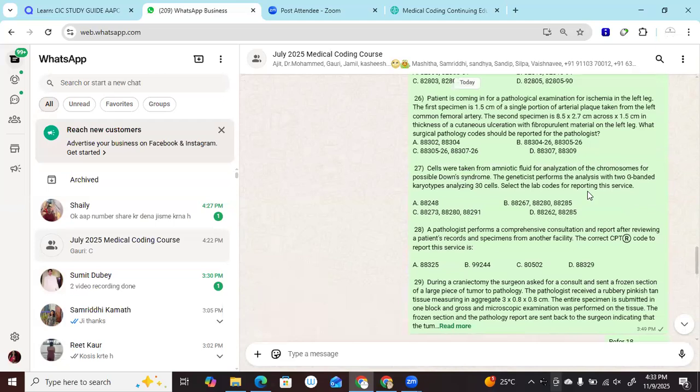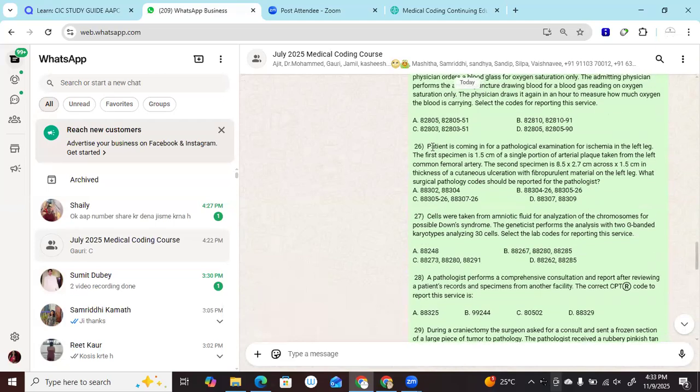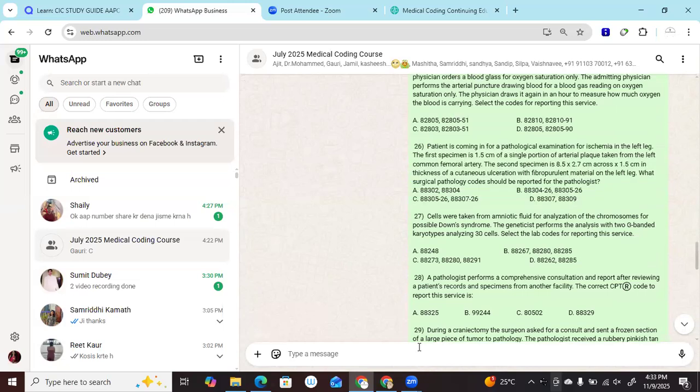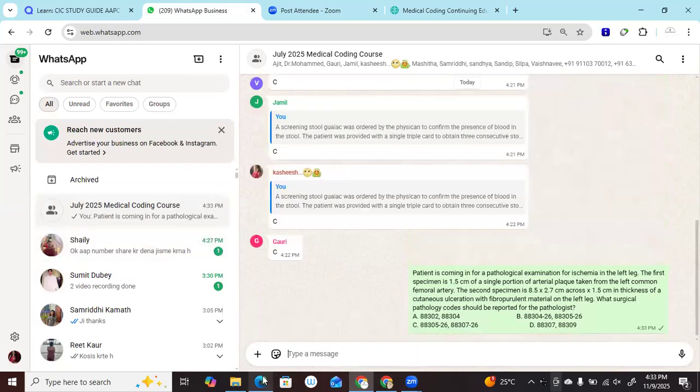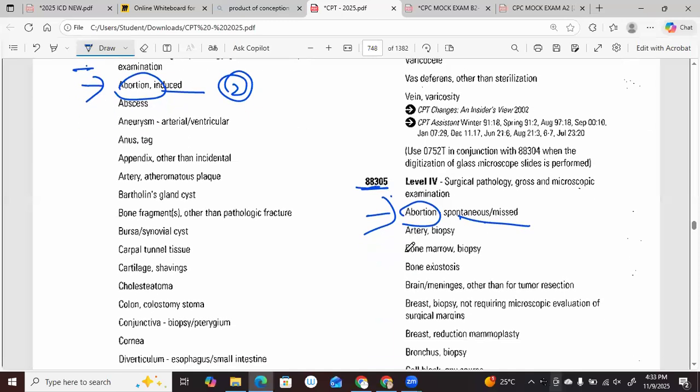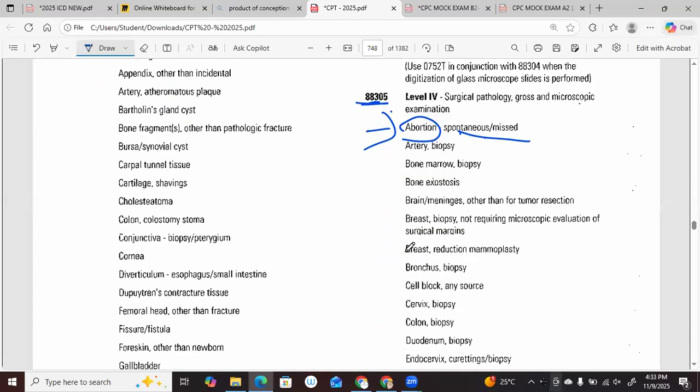Okay, we will do one example. Try to solve question number 26. Try to solve this out. Two things you need to focus on. First, the type of specimen, and the second thing, how the specimen was obtained.